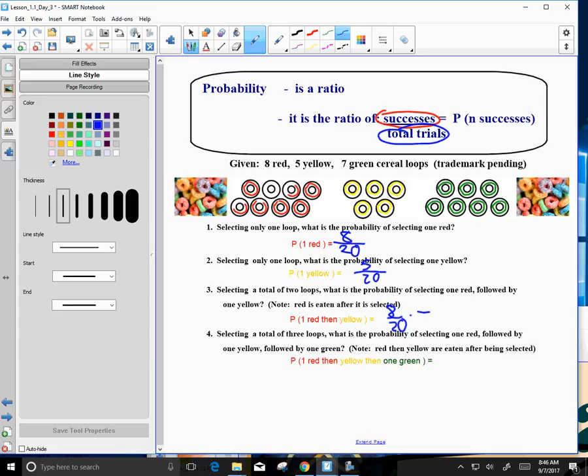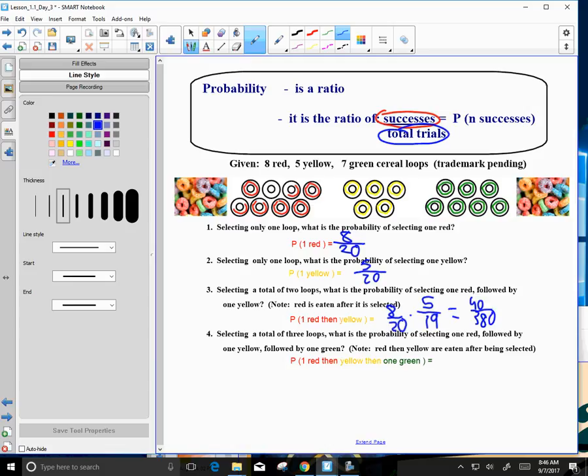But then, it says followed by, the red is eaten after it's selected. Now, what's the total before we draw a yellow? What's the total now after we've eaten a red? There's only 19. So then how many yellows are there? 5. So if you want to multiply those out, you can get 40 out of 380. You can simplify that, but you get the idea.